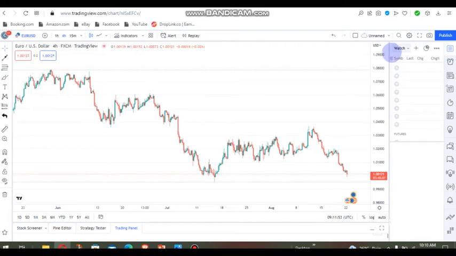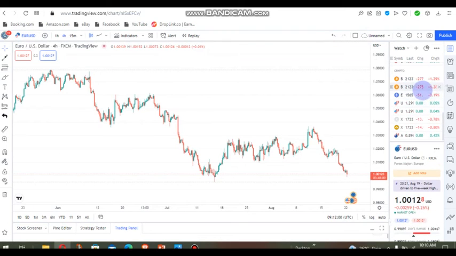We call this area the watch list. You can add currency pairs that you'll be trading. If you don't want to use this option, you can come here and just add the pairs here. Once you click on the pair, it comes to your chart. As simple as that.